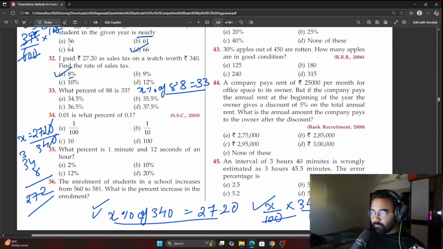All right. 34 is the same thing. If you keep using this equation, I think the questions will become easy for you. 0.01% is what percent of 0.1? So X% of 0.1 is equal to 0.01. In this 34, I would recommend that you take care of the decimal, because the options are very close: 1 upon 100, 1 upon 10, 10 and 100.